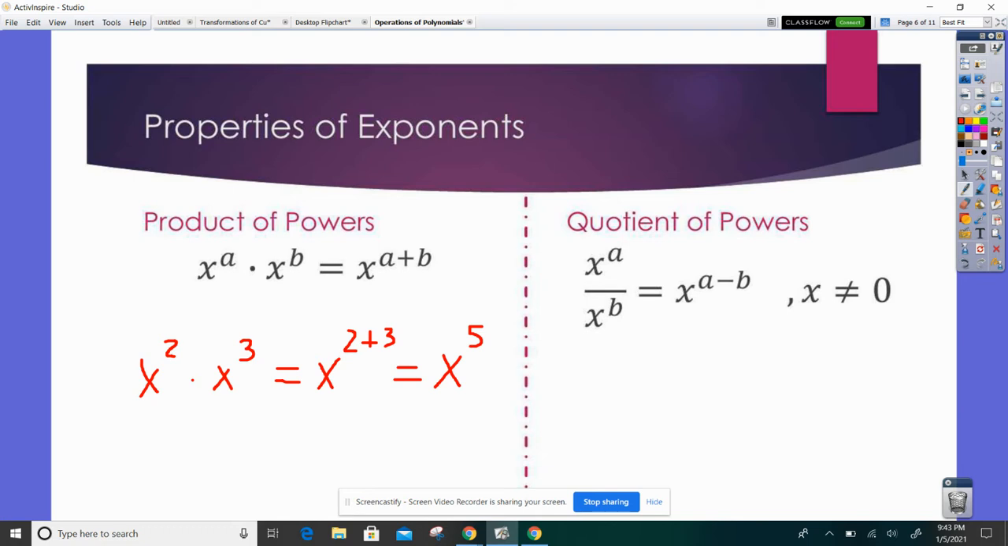Okay. Similarly, my quotient of powers says if I divide two terms with the same base, I subtract the exponents. So if I had x to the power of 3 divided by x to the power of 2, that would become x to the power of 3 minus 2, or x to the power of 1.